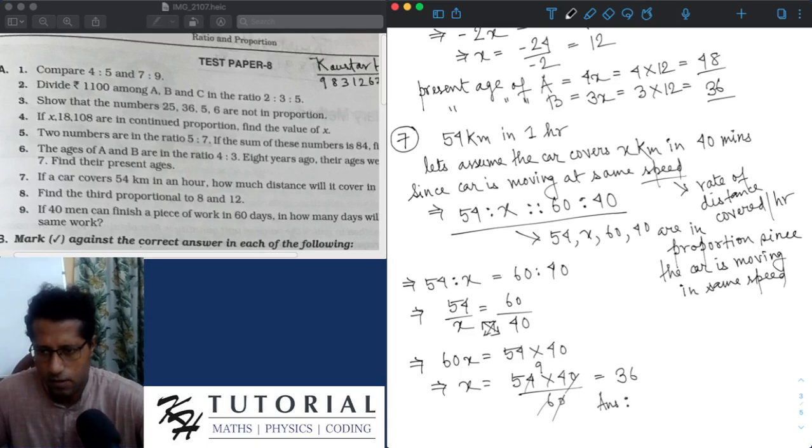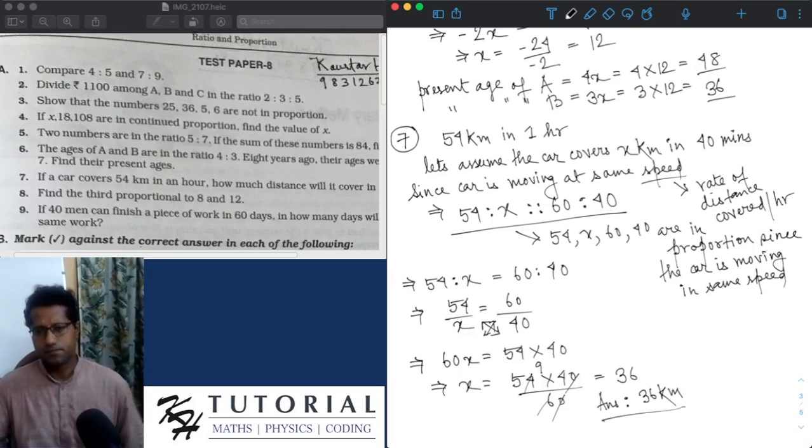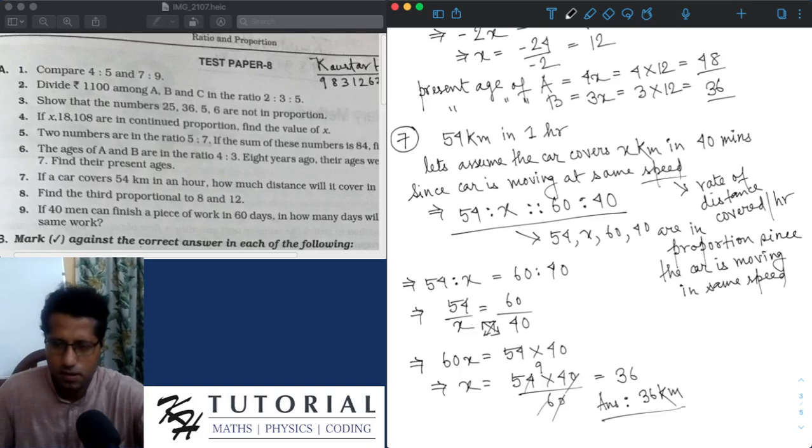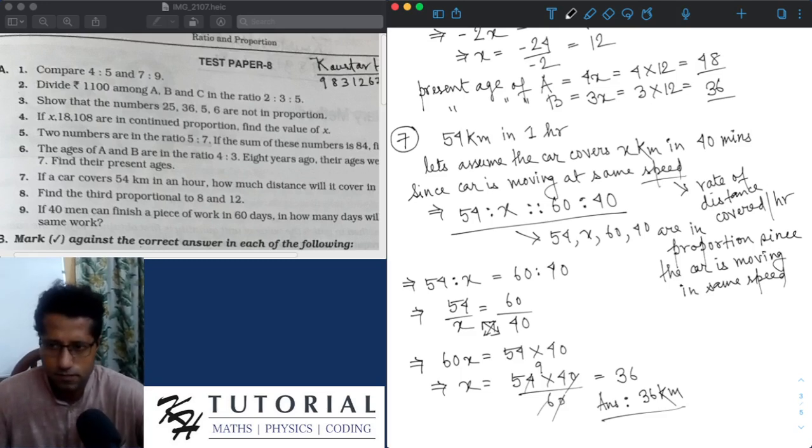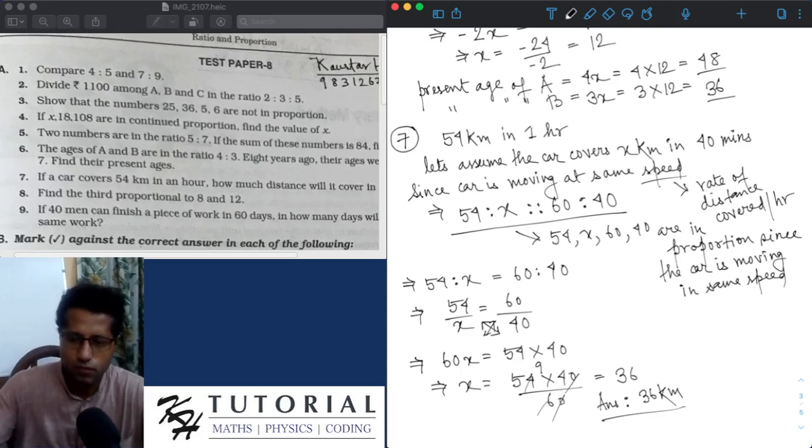the car will cover 36 kilometers in 40 minutes, where it was given that in 1 hour the car covers 54 kilometers. So we have applied the concept of proportion. Since the car is moving with the same speed, if we assume that the car covers x kilometers in 40 minutes, then 54 is to x has to be the same as 1 hour, meaning 60 minutes, is to 40 minutes.